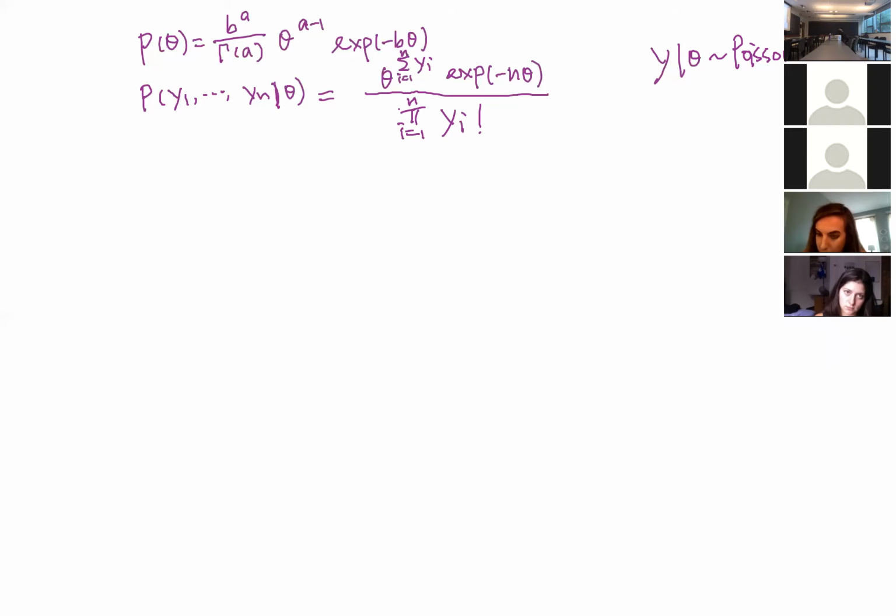Maybe I'm standing in front of a plaza and I'm trying to count how many people are passing by in each 5 minutes, say. Then my y1 will be the first 5 minutes. I count, I don't know, 10. Then y2 will be the second 5 minutes, and that's the count.